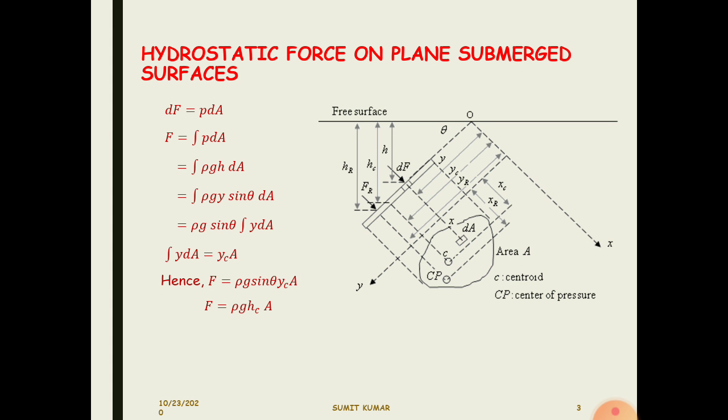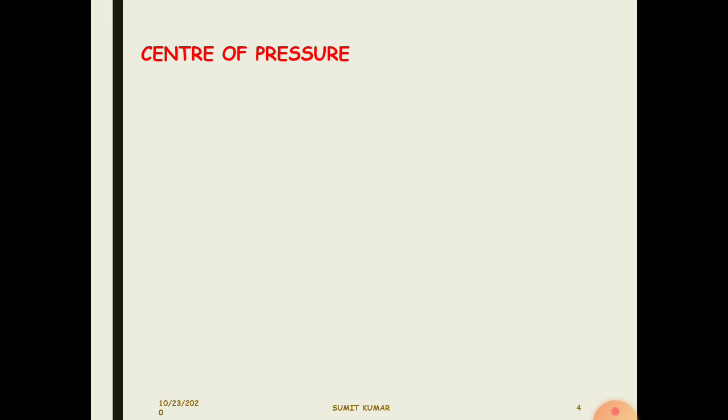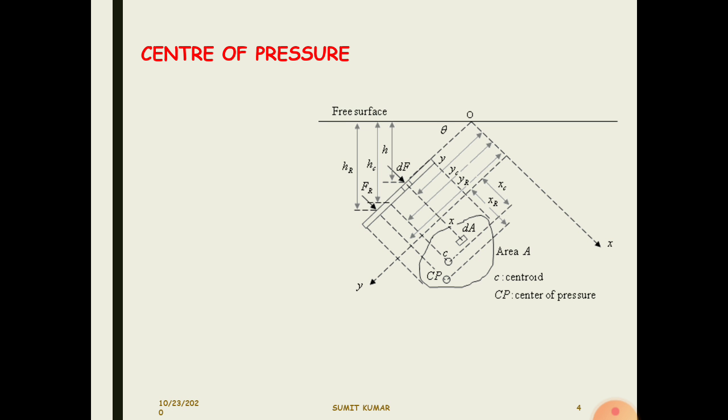Substituting this value in the equation, we get the total resultant force on the submerged body, which is rho g hc into A. Here hc is the vertical depth of the centroid of the body from the free surface. This equation implies that the hydrostatic thrust on an inclined plane is equal to the pressure at its centroid times the total area of the surface. The point of action of total hydrostatic force on the submerged surface is called the center of pressure.